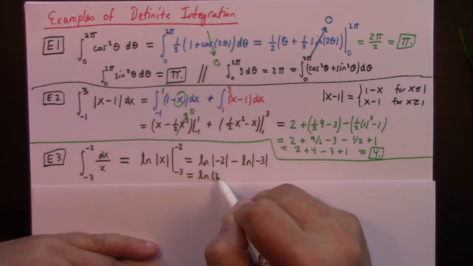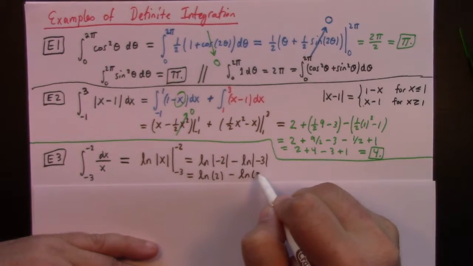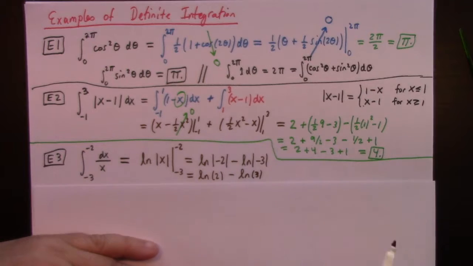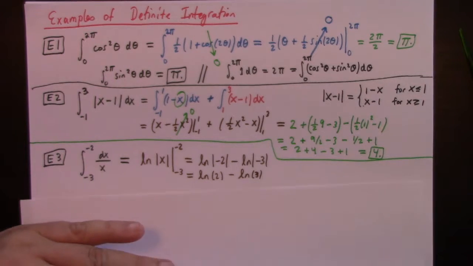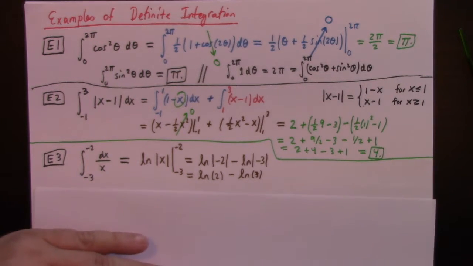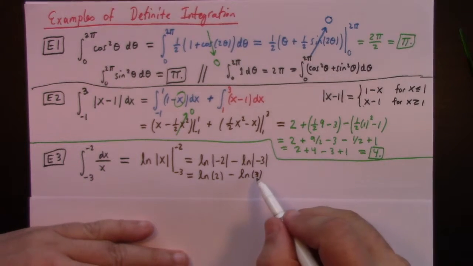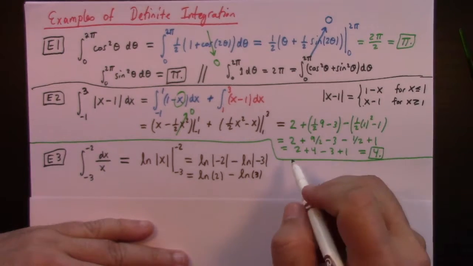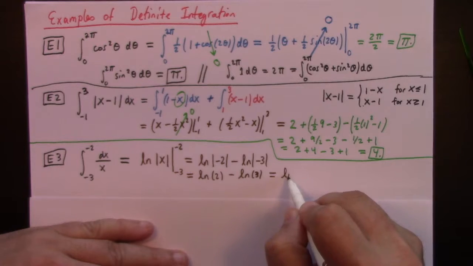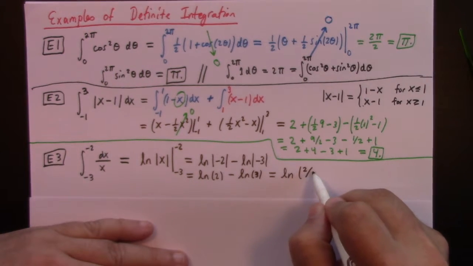So we have natural log of 2 minus the natural log of 3. The natural log is an increasing function. Its derivative is 1 over x, which means it's strictly increasing. So this is larger than that, and this is negative, and that makes good sense. I mean, I can simplify this. This is the natural log of 2/3.